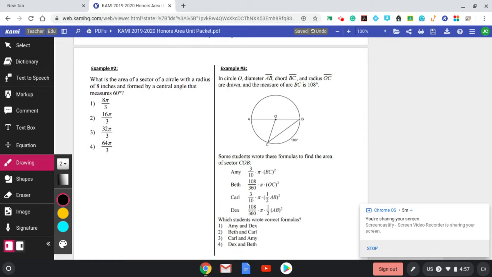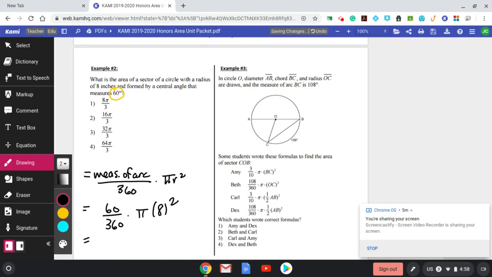So what's the area of a sector of a circle with a radius of 8 inches formed by a central angle of 60? We'll take a look. 60 is in degrees. So I'm going to use my measure of arc over 360 times pi r squared. If you want to use the radian formula, you have to convert it into radians. So the measure of the arc is equal to the central angle, which is 60 over 360 times pi. Radius is 8 squared. So that's how we're going to do that one.